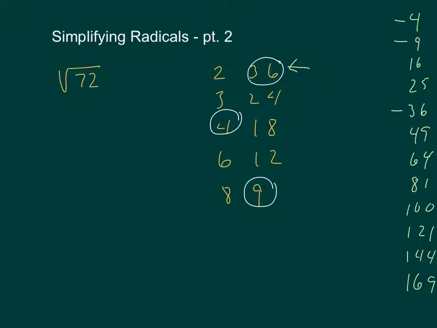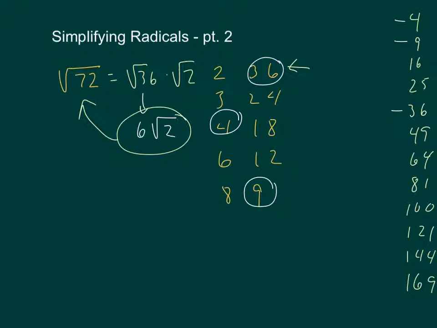So radical 72 can be broken down into radical 36 times radical 2. 36 times 2 is 72. Now the square root of 36 is 6, and so that just becomes 6 radical 2. That's the answer. That's the simplified version of radical 72.